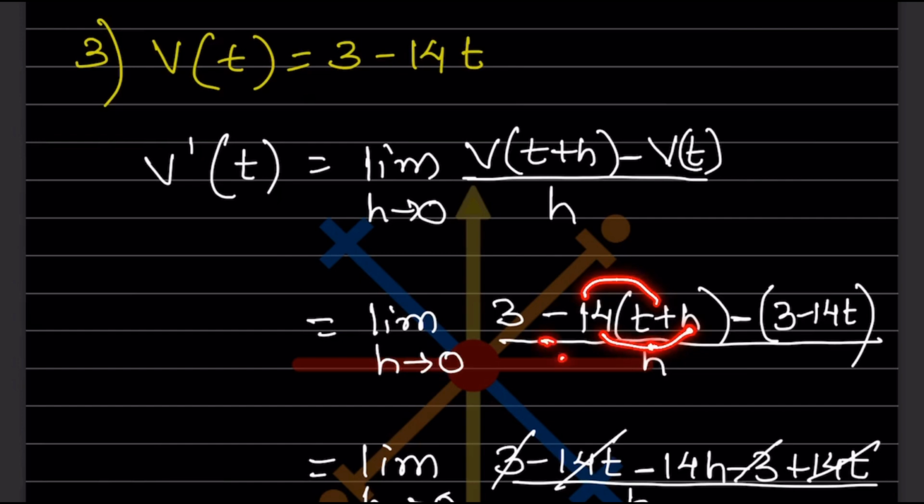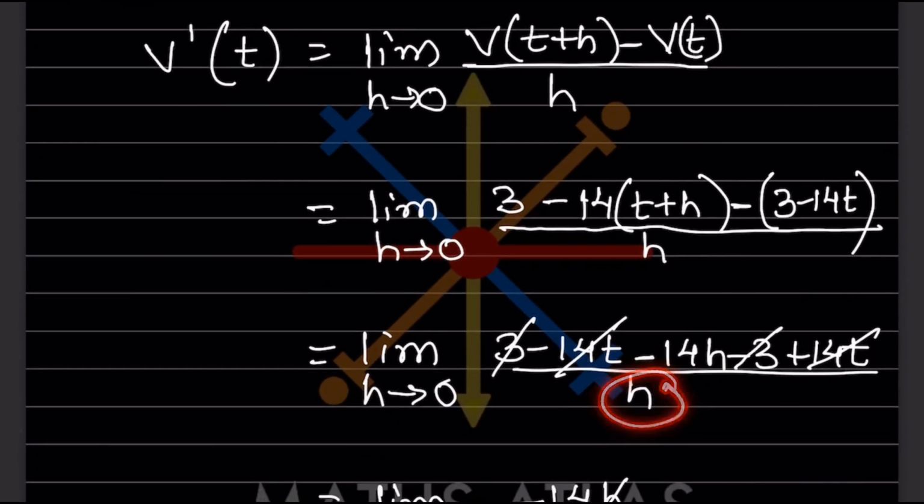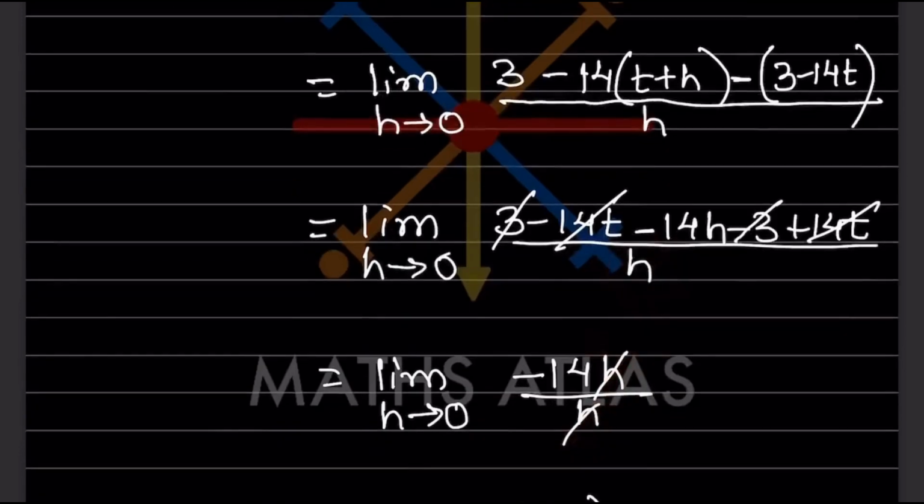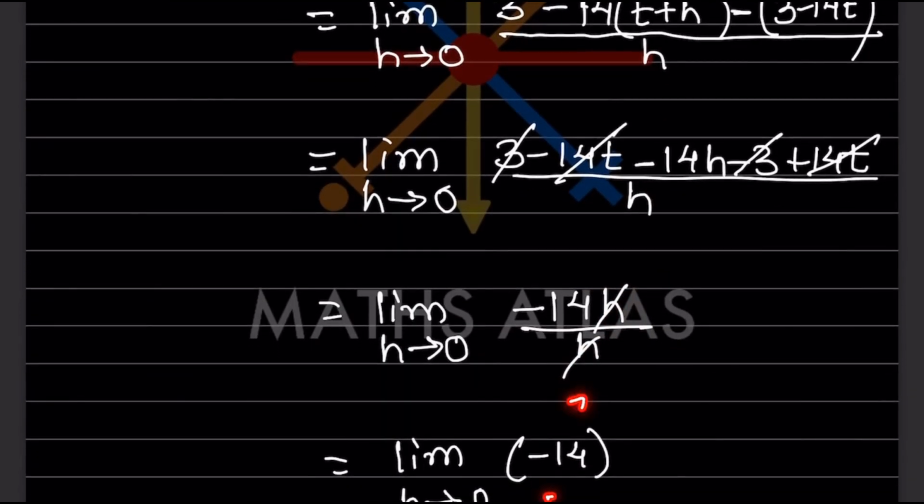So that is going to be 3 minus 14t minus 14h. Again, you are going to remove the brackets, that is minus 3, minus minus becomes plus 14t, divided by h. So now what happens? This and this get cancelled, plus and minus. Again, minus and plus get cancelled, 14t. So what remains here is minus 14h. So minus 14h divided by h. Now this is multiplication, so this can be cancelled. So limit h tends to 0 of minus 14, and you know whenever there is a constant, you just write the constant. This is without any variable, which means it is a constant. So that will be minus 14.